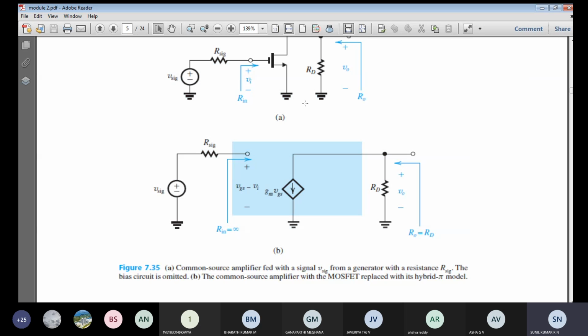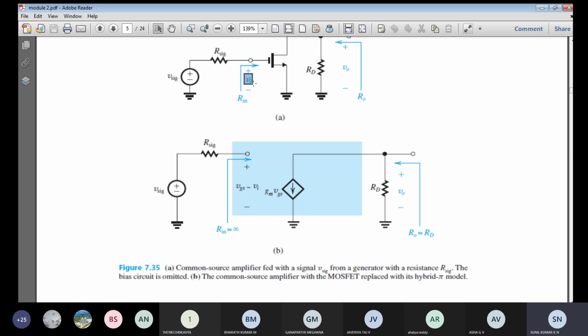And in this circuit, the important thing is what the input voltage is. The input voltage will appear between gate and source. That is VI. VI will be effectively applied between the gate and ground. Hence, the entire VI is the same as VGS. And since the gate current is equal to 0, we can say that the input resistance of this common source amplifier is infinite.